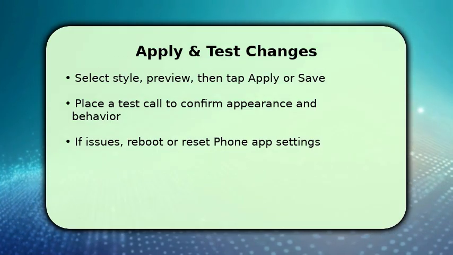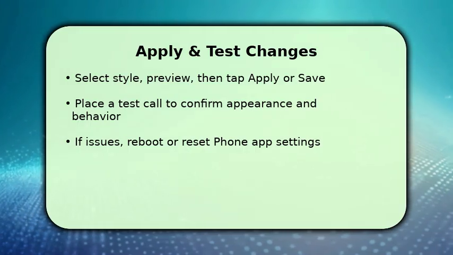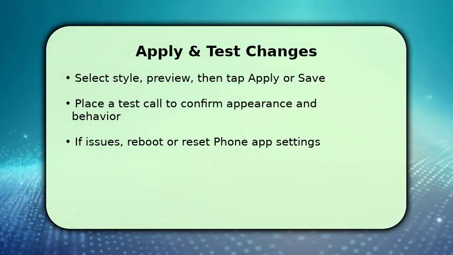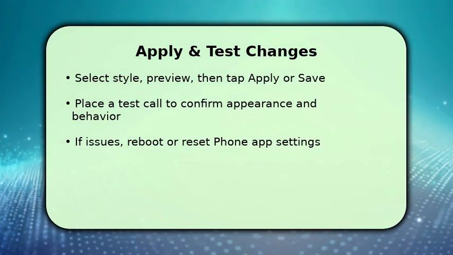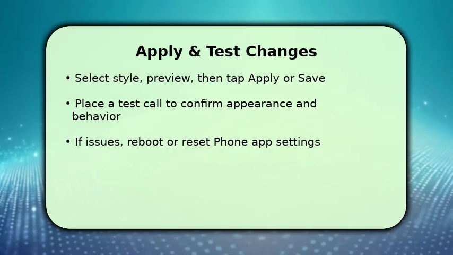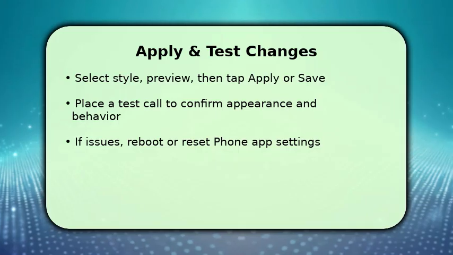If the screen doesn't update, reboot the phone, check phone app permissions, or reset phone app settings to defaults. Doing that usually fixes conflicts or cache-related problems and lets your new call screen appear correctly.